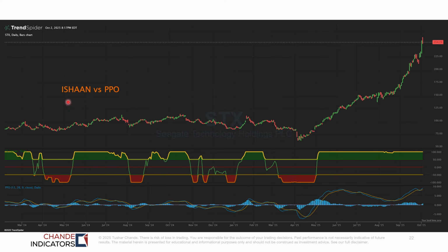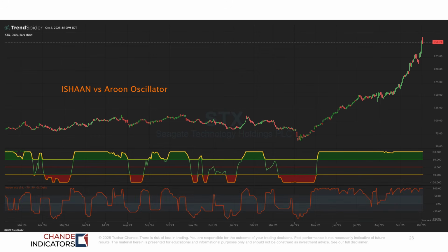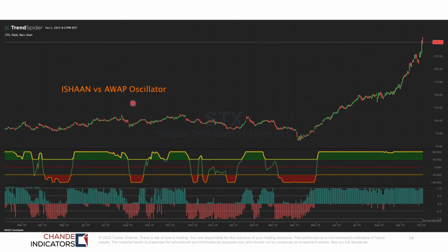So here we have Ishaan versus PPO, fixed scale versus open scale, so not really oscillators. We have Ishaan versus the Aroon oscillator, some similarities and some similarities here, but you see the lags are quite different, and then the highlighting of the significant downtrends is completely different. Aroon versus the AWAP oscillator, some similarities here and some similarities there, but then big differences here, big differences there, so completely different logic.